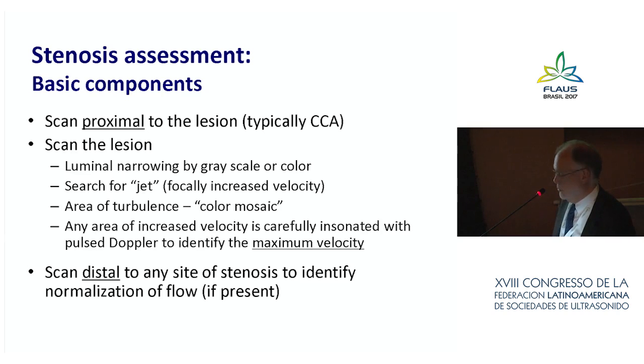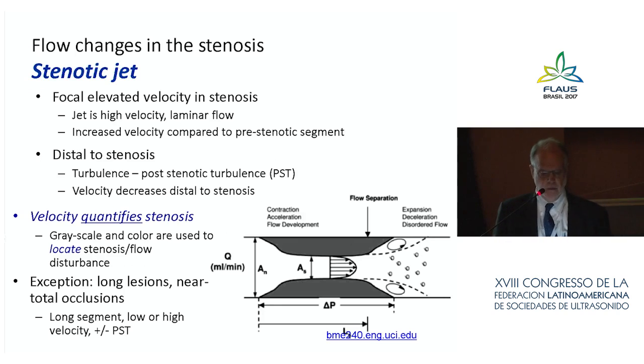Within the lesion, you're going to see some characteristic findings that we'll talk about in a little bit more detail. The high point of the stenosis is the stenotic jet, where we have focally elevated velocities within the stenosis itself. And this is an increase compared to the pre-stenotic proximal segment. That's why examination of that area is important. Distal to the stenosis, we'll see turbulence. So within the stenosis, we often have laminar flow with high velocities and then lots of turbulence immediately distal. The velocity increase is what we use to grade the stenosis.